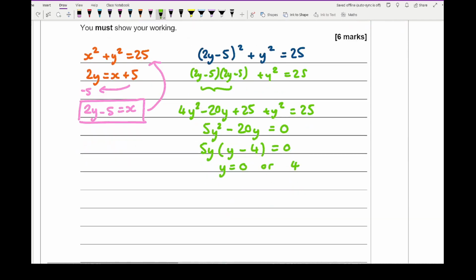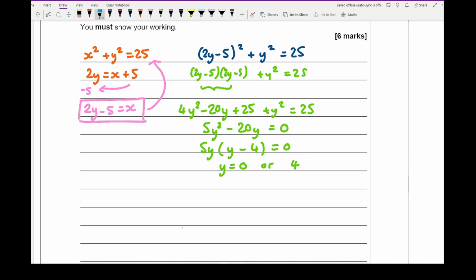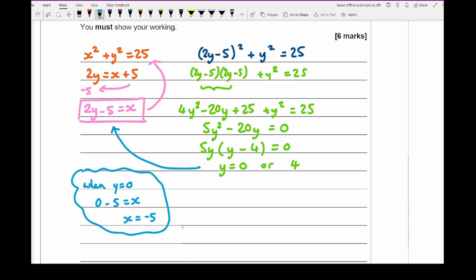Now from this, what I then need to do is find the respective x values. So if I take this box and substitute those numbers in, then when y equals 0, I end up with 0 minus 5 equals x, x equals minus 5. So that's one set of coordinates. Then when y equals 4, I'm going to end up with 8 minus 5 equals x, so x equals 3. And there is my second coordinate.